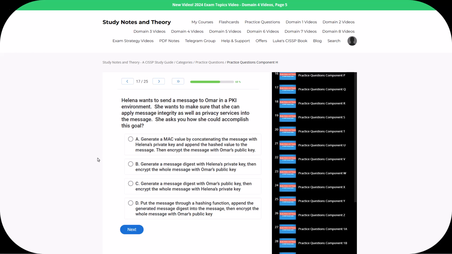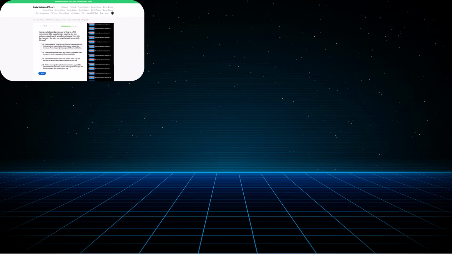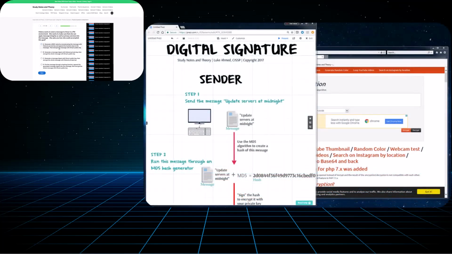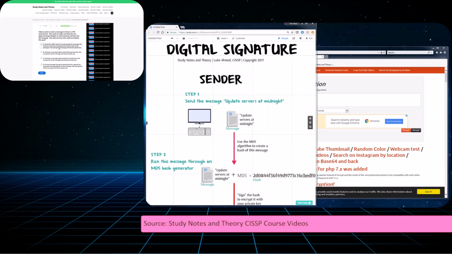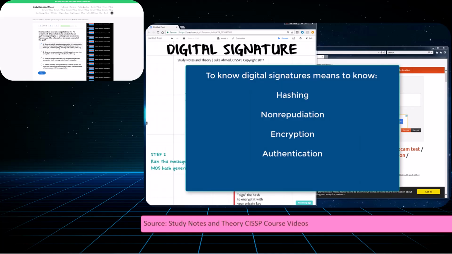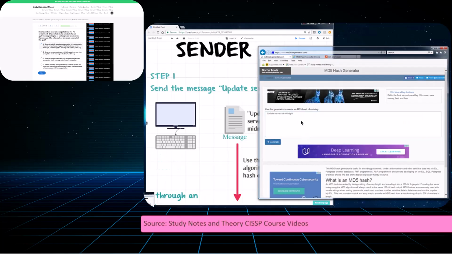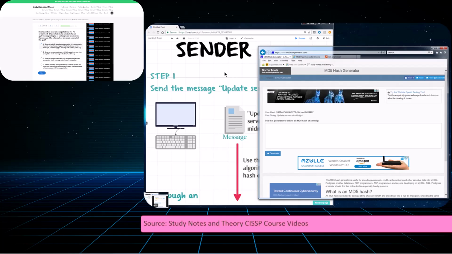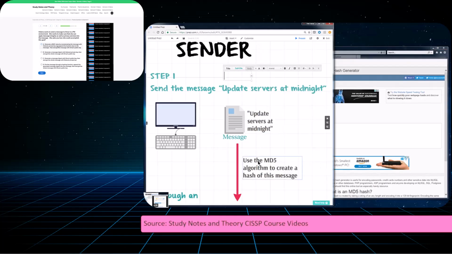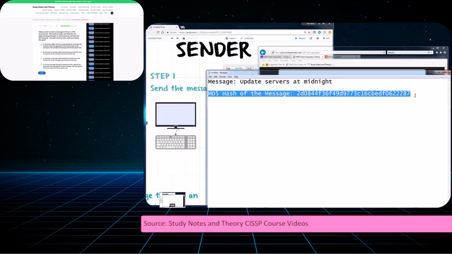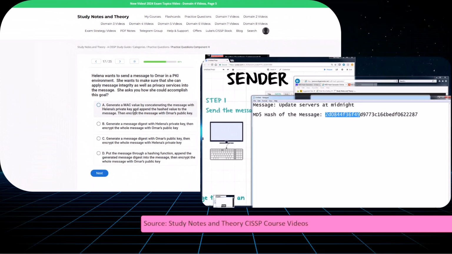So choice A, generate a MAC value. Yep, that is something about integrity, by concatenating the message with Helena's private key and appending the hash value to the message. Then encrypt. Well, before I even look at the choices, I'm going to tell myself, okay, digital signatures, it means the recipient can only decrypt the message with their private key, which means the message itself has to be encrypted with the recipient, who is Omar. So the message has to be encrypted with Omar's public key so he can decrypt it with his private key. Okay, so I'm just going to remember that and see if that works for the question.